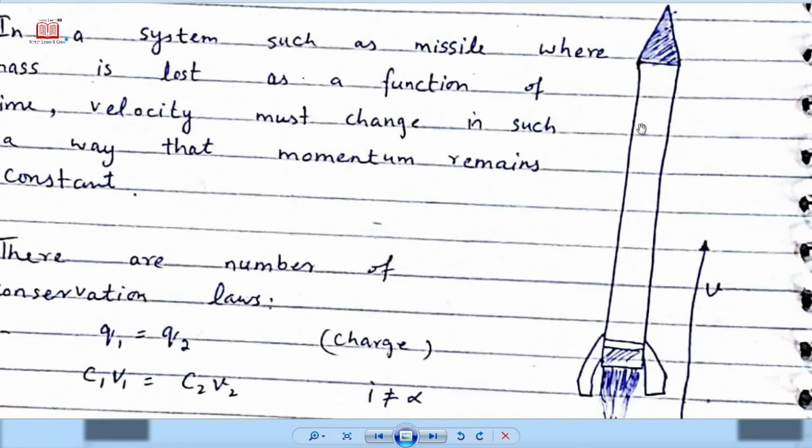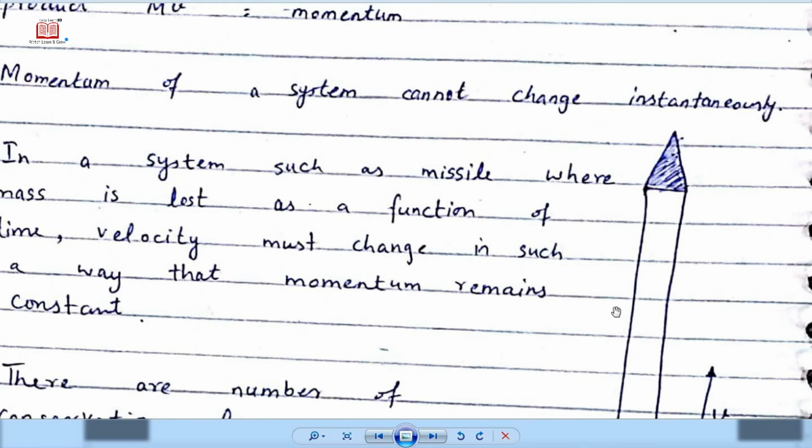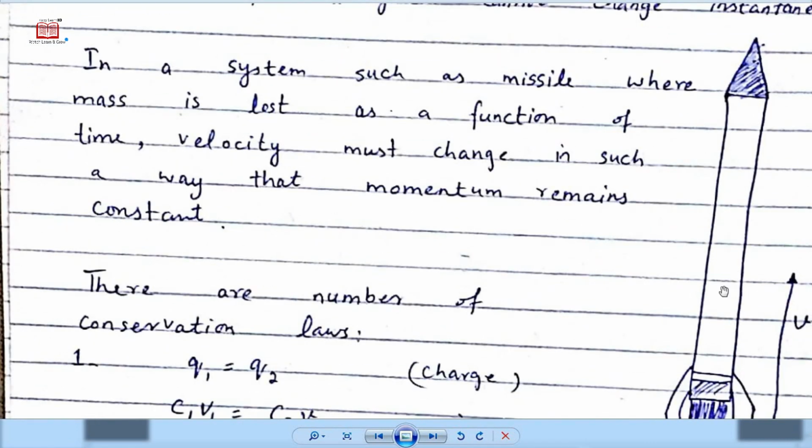In the case of mechanics, you can see this is a rocket, it is going at a constant velocity. Its velocity is disturbed only if its momentum is disturbed. How is it keeping a specific, constant velocity? There are reasons. Momentum of the system cannot change instantaneously. Keep this in mind. This law is valid for this system.